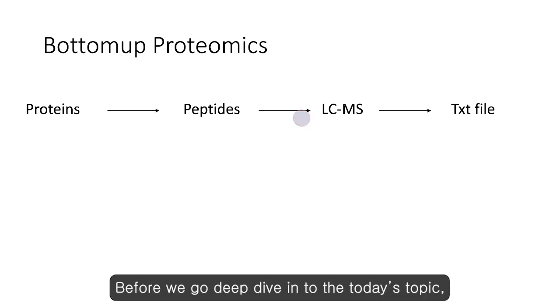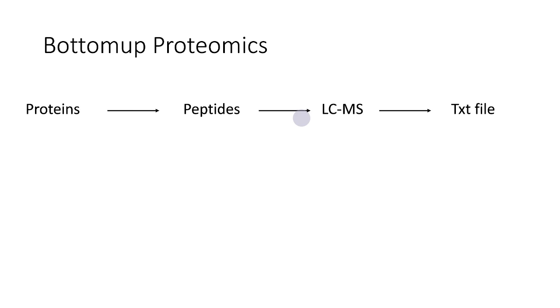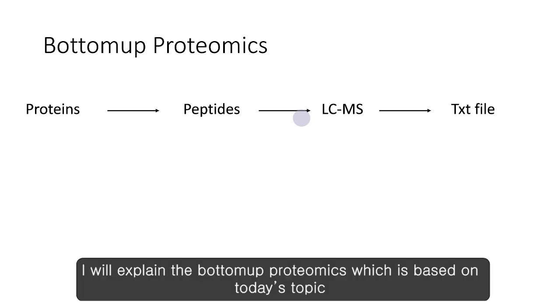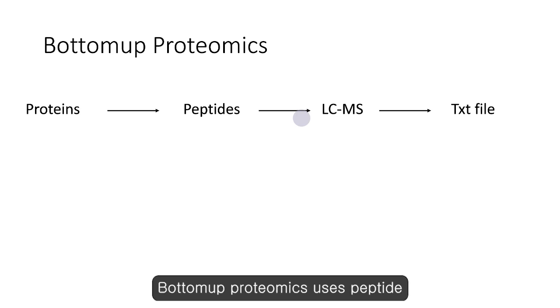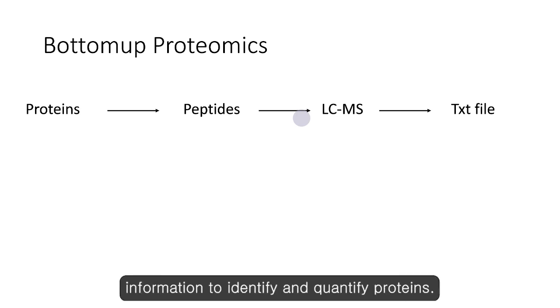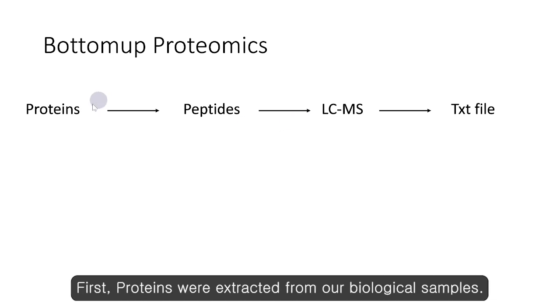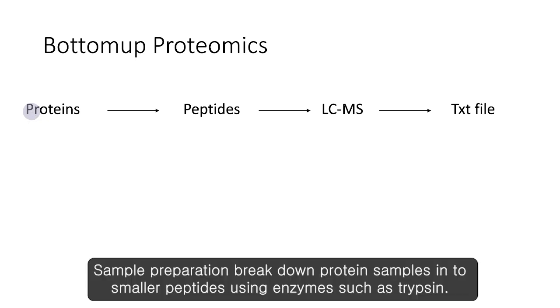Before we take a deep dive into today's topic, I will explain bottom-up proteomics, which is the basis of today's topic. Bottom-up proteomics uses peptide information to identify and quantify proteins. First, proteins are extracted from our biological samples. Sample preparation breaks down protein samples into smaller peptides using enzymes, such as trypsin.